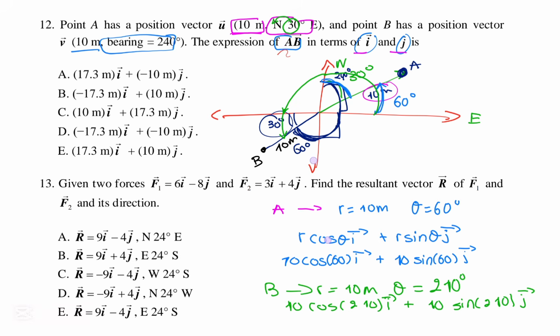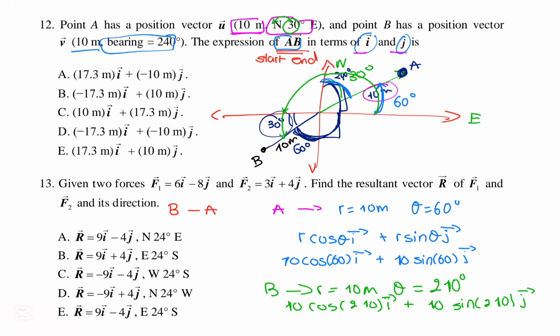Anyways, look, they want AB. A is the start, B is the end. Here's where I went wrong. I said that you need to add them together. No, don't add them together. You need to subtract them. So you need to do position B minus position A. So that would mean for the cosine, it would be 10 cosine 210 minus 10 cosine 60.